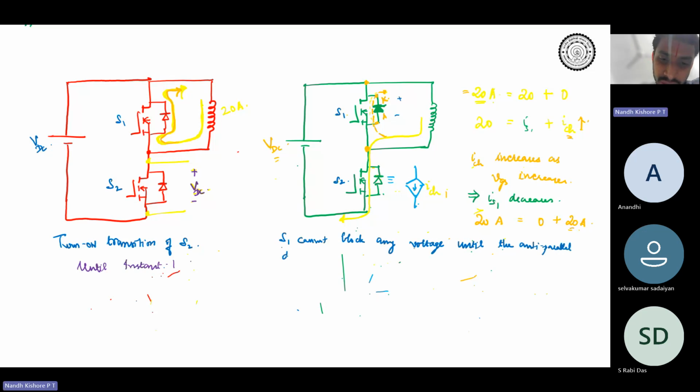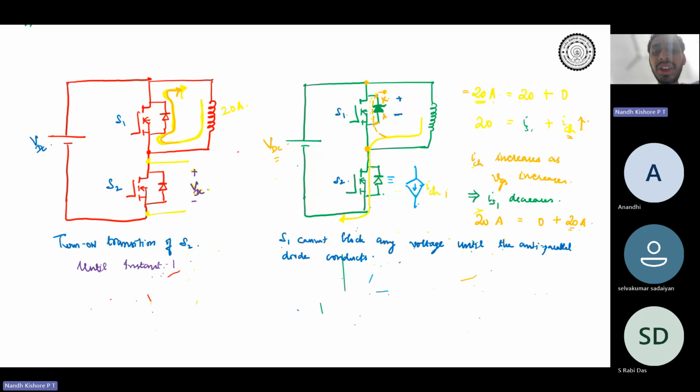Until the anti-parallel diode conducts. Is this fine so far? Everyone, like Selvakumar sir, Ravidas and Anandi. Yes, sir. Why? Because if there is positive voltage across this diode, it means the diode cannot conduct.